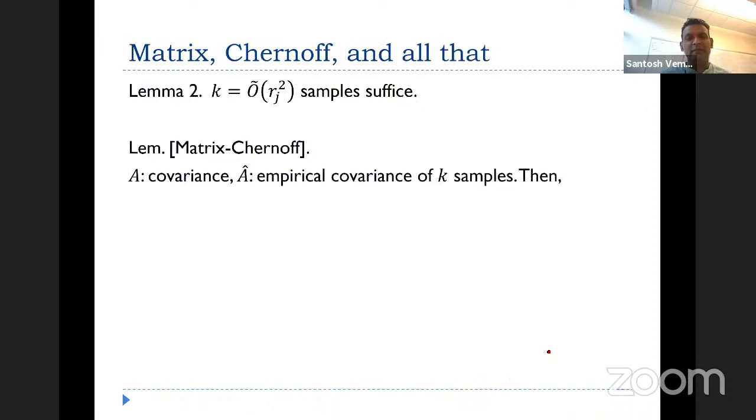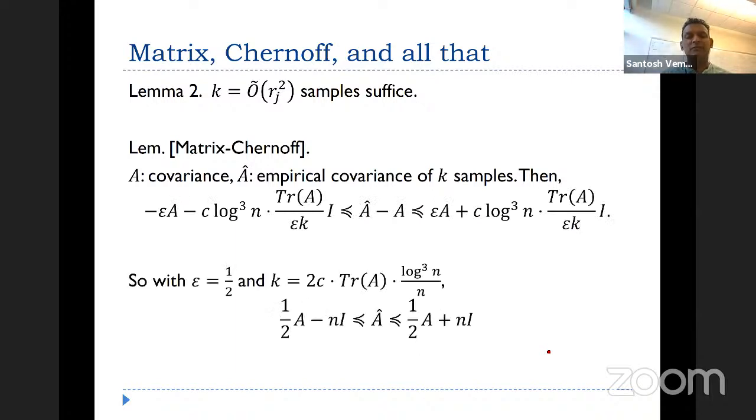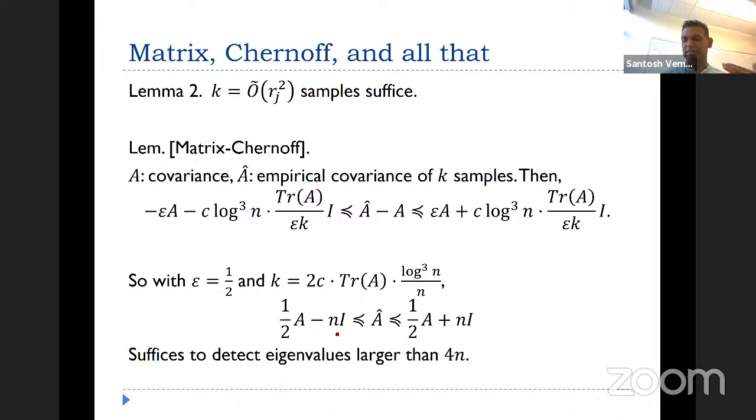And the last lemma is that if you use k samples, this is a very general matrix Chernoff bound, to estimate the covariance, if I only use k samples, then the estimate I get will be off from the right answer by epsilon A plus polylog factor times the trace of A divided by epsilon k. So in particular, if I set k to be trace of A times basically polylog, then it's off by a fixed additive term. And therefore, if I use this k value, I can detect eigenvalues larger than, say, a constant times n. And that's going to be the target in the algorithm.